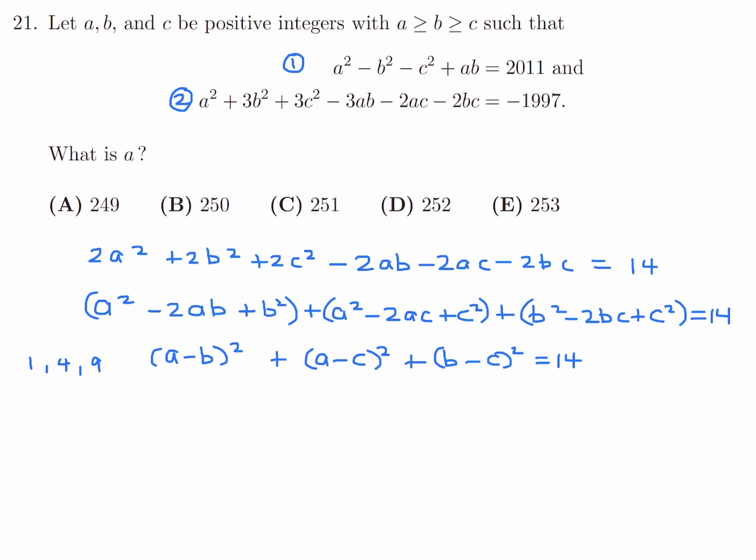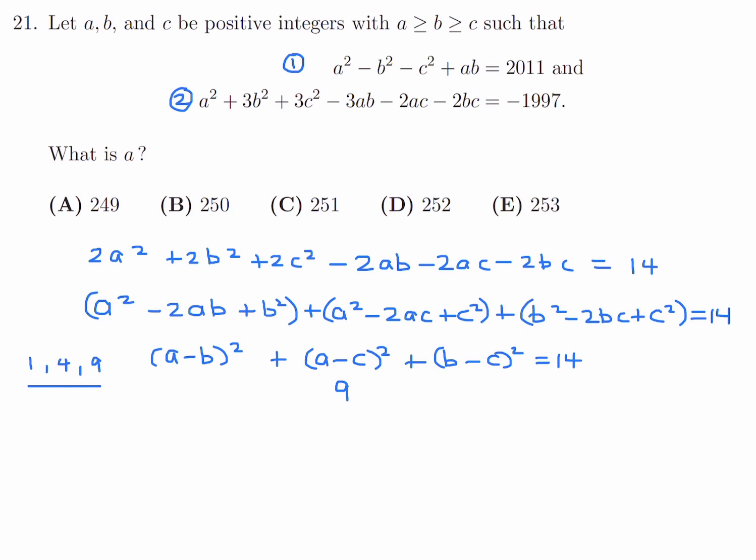But the question is, which one is which? Do I put 1 here, 4 here, 9 here? How does it work? Well, one thing is for sure, that because of this inequality, that a is greater than or equal to b, which is greater than or equal to c, that a and c have the greatest difference. So a minus c must be the biggest of these. So this must be a 9.